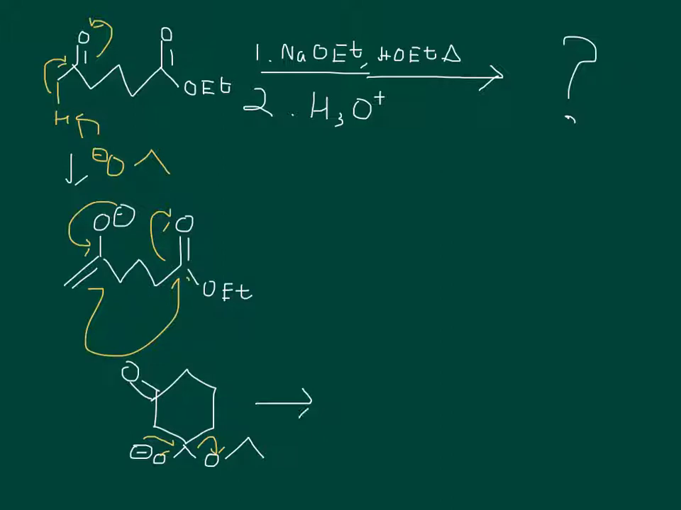When we get there, we will have formed another carbonyl group. So we'll go ahead and draw our 6-membered ring again. We have one carbonyl group and the other where we kicked off the ethoxy group.